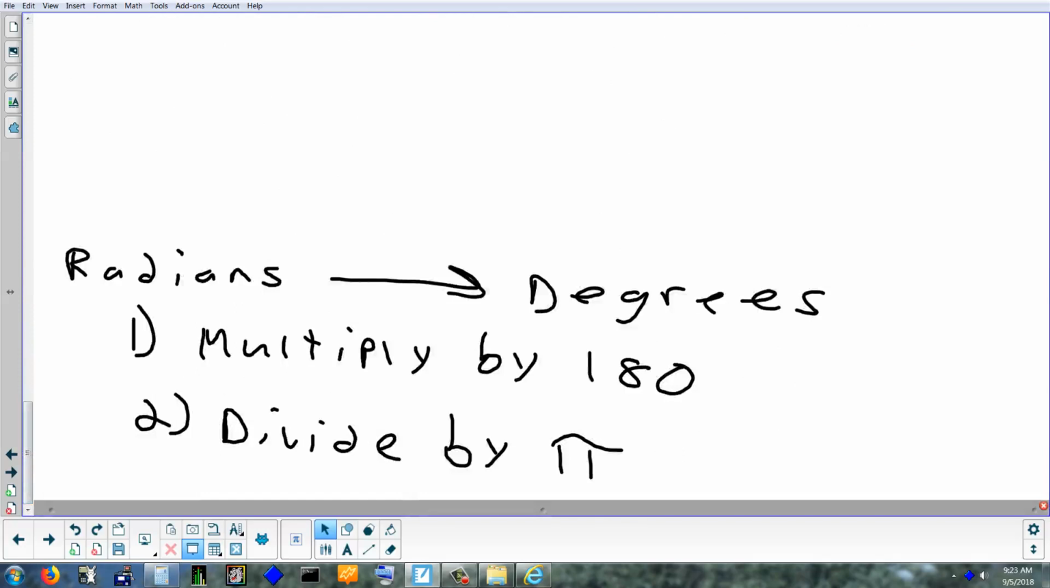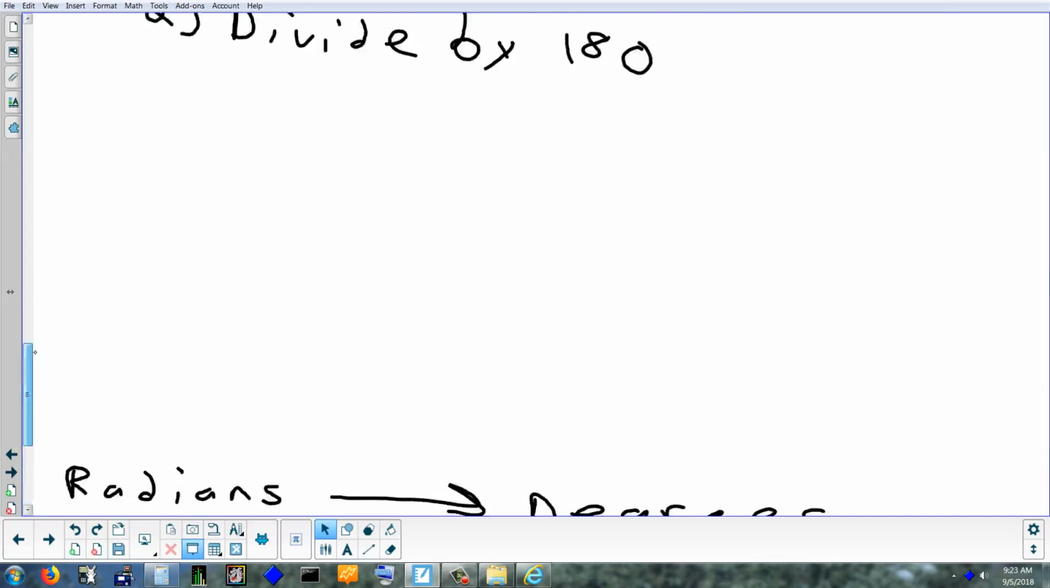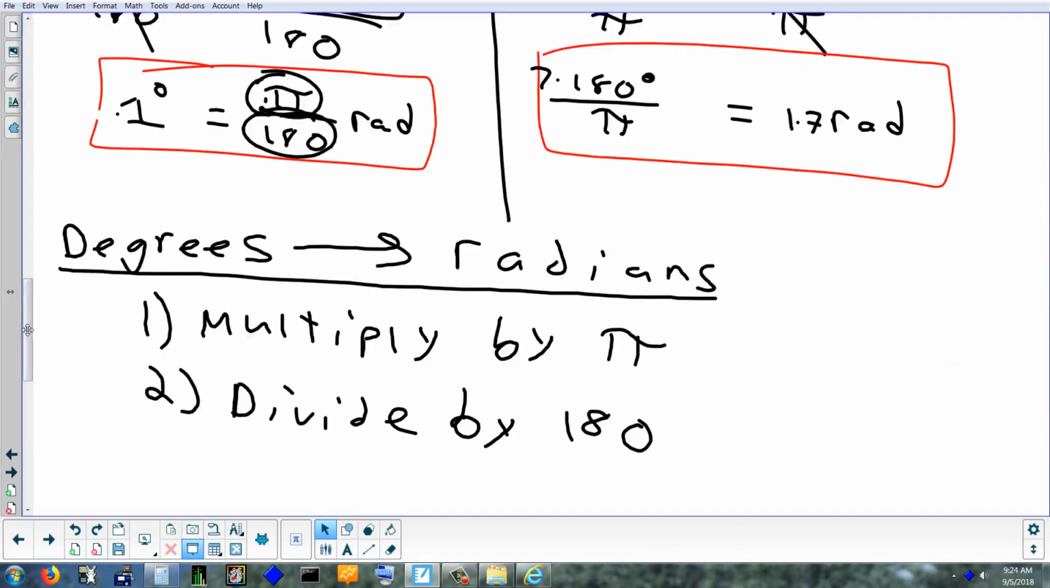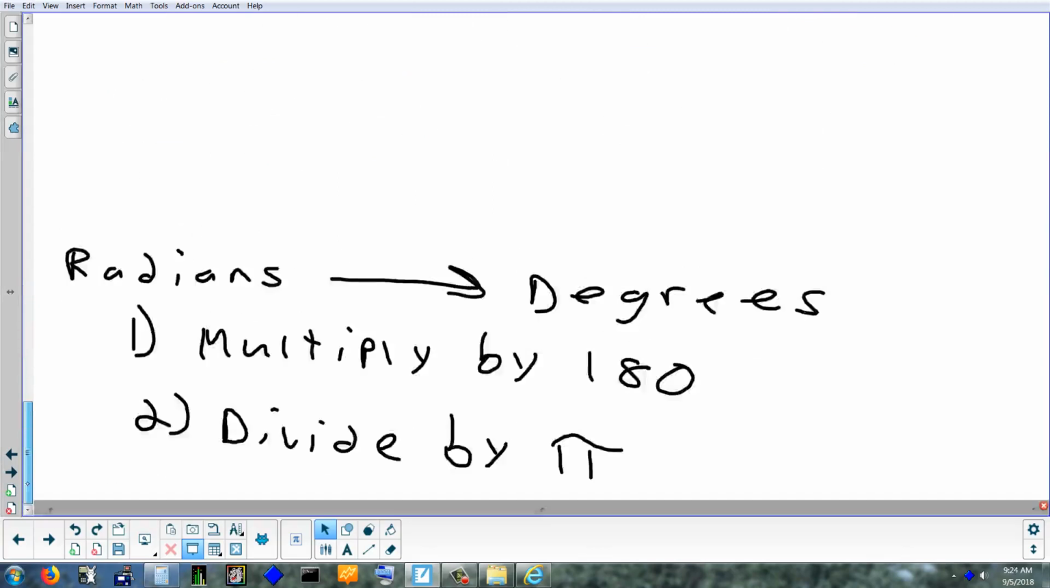The only thing you have to remember is when you see 180, I want you to think degrees. Connect those two things in your head: 180, degrees. When you see pi, I want you to think radians. Pi, radians. Just connect those two numbers with those two labels. And if you do that, you don't even really have to remember these two steps. Just pi, radians, 180, degrees.